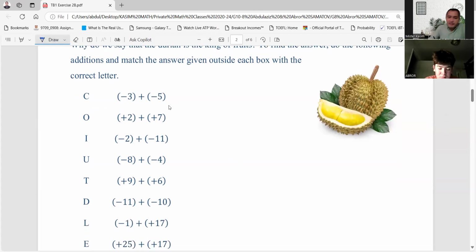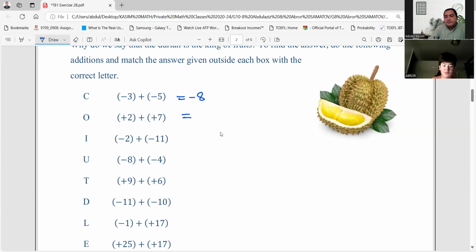Now tell me, what is negative 3 plus negative 8? Negative 11. And what is 2 plus 7? 9. What is negative 2 plus negative 11? Negative 13, right? Negative 13. And what is negative 8 plus negative 4? Negative 12.